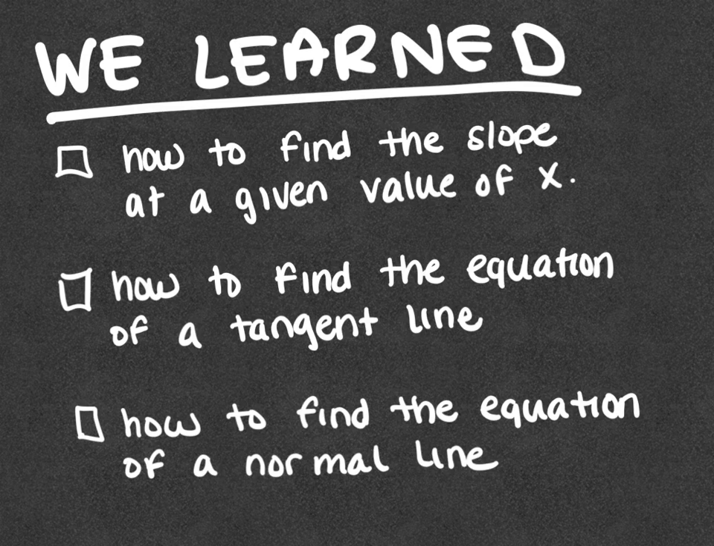In this video, we did a lot of problems, but we did learn how to find the slope at a given value of x, and we did that by finding the derivative and just plugging in the value. We learned how to find the equation of a tangent line by using the derivative to find the slope and then using a point on the original function. And then we learned how to find the equation of a normal line by using the perpendicular slope and a point on the function.